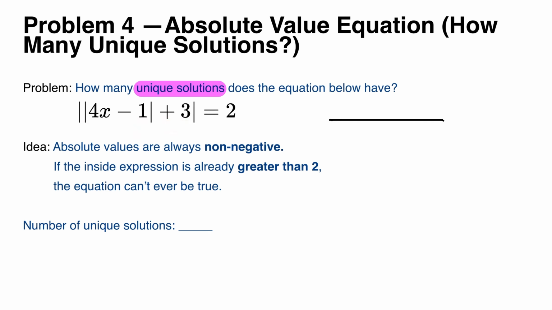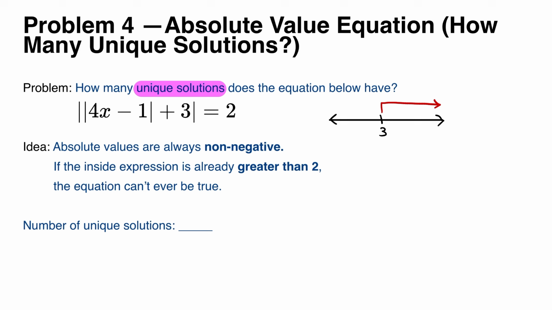Let me show you this on a number line. We have 3. And remember, we're told that the absolute value of 4x minus 1 plus 3 will always be 3 or bigger, which is shown right here. The equation says this whole expression should equal 2. But the smallest it can be is 3. It's never going to reach 2.